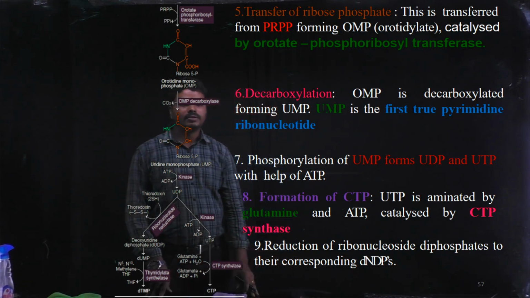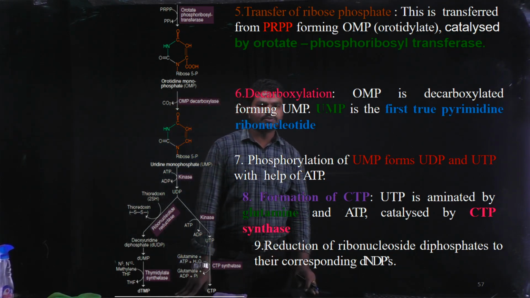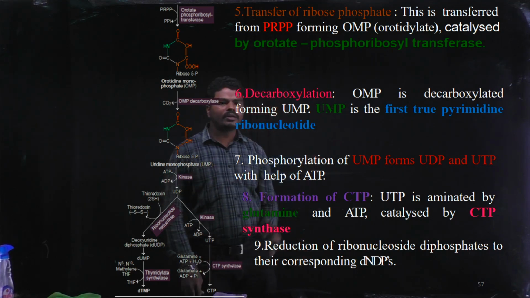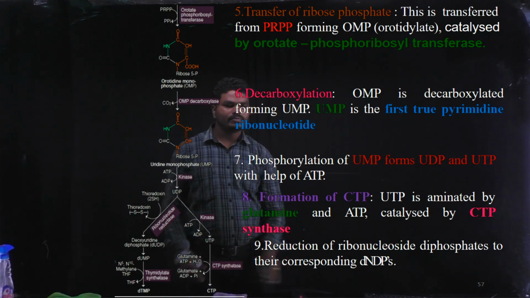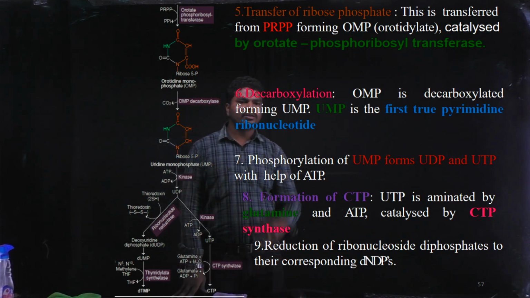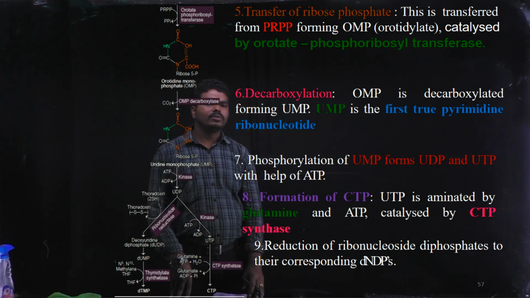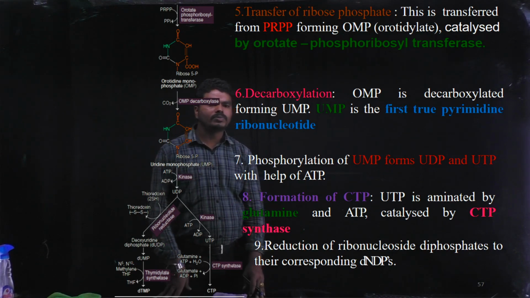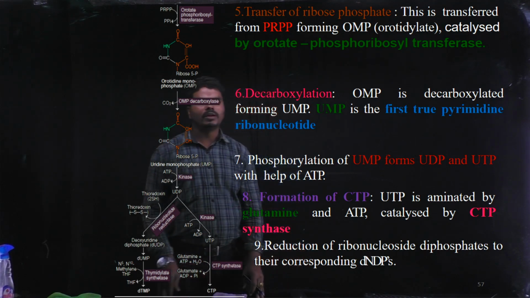And next, a decarboxylation reaction takes place. The formed OMP, orotidylate, is decarboxylated to form UMP, that is nothing but uridine monophosphate. So the OMP, orotidine monophosphate, is converted to uridine monophosphate, that is UMP. So this is the first true pyrimidine ribonucleotide.